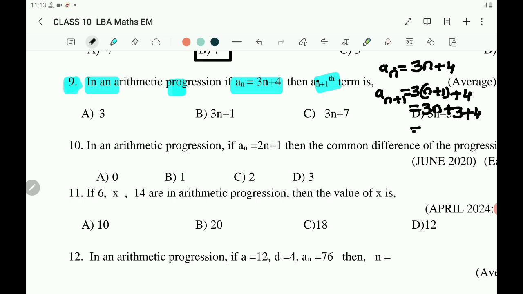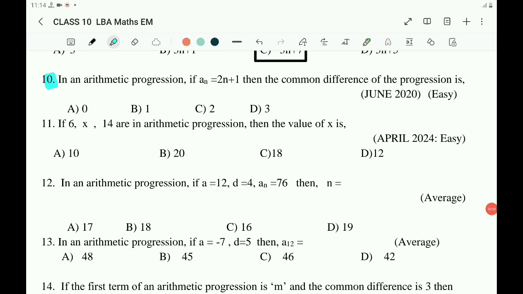It becomes 3n, you write as it is. Write the sum of these two, 3 and 4. What is the sum of 3 and 4? That is 3 plus 4 is 7. What is the answer? a(n+1) equals 3n plus 4. The option is there, option C. What is the option? C, 3n plus 7. So the (n+1)th term, a(n+1), is 3n plus 7.